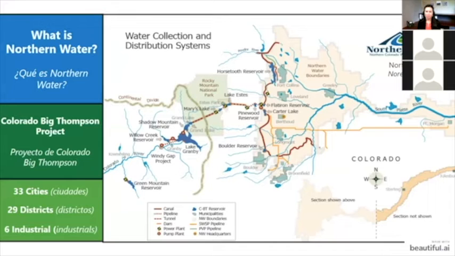So Northern Water is in Northern Colorado, and we provide water to 33 different cities, 29 districts, and 6 industrial water users. And this is a map that shows our coverage and our system.